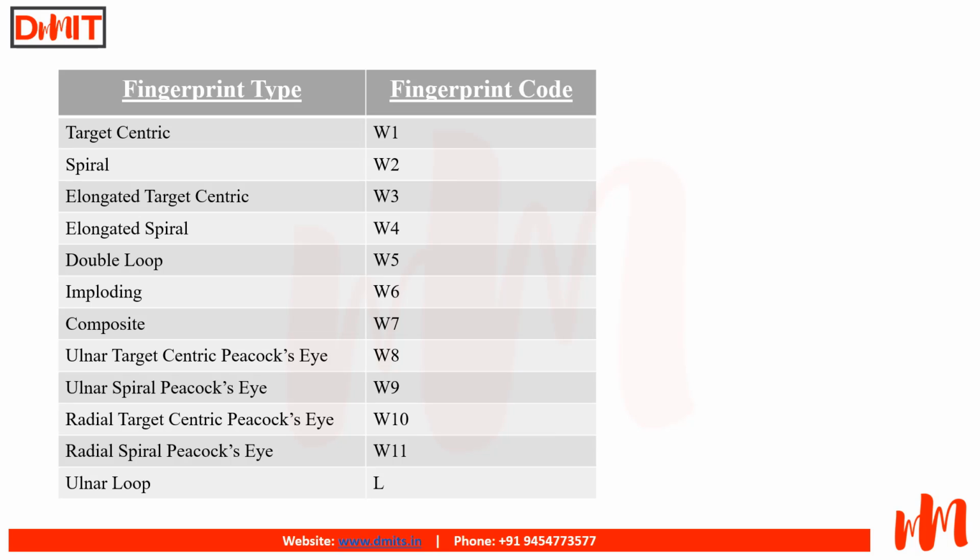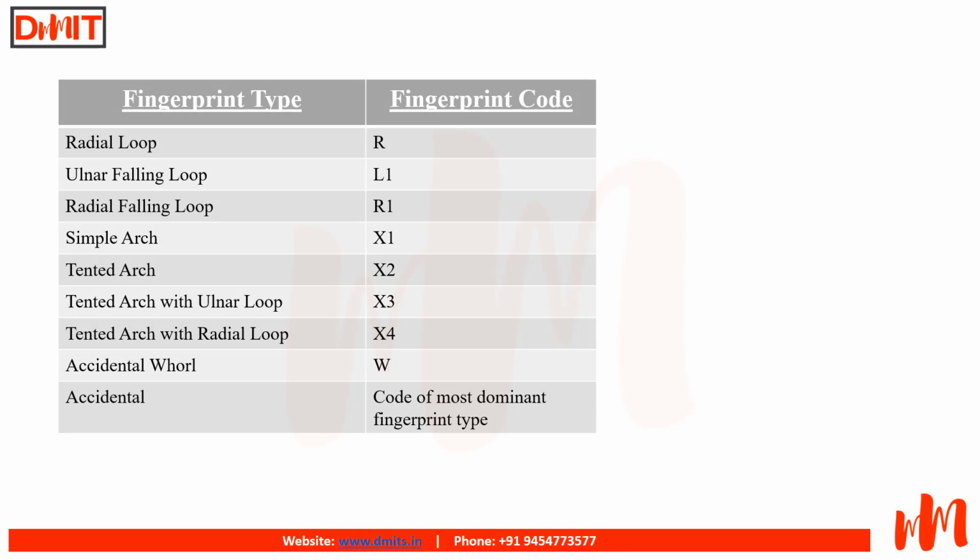ulnar loop L, radial loop R, ulnar falling loop L1, radial falling loop R1, simple arc X1, tented arc X2, tented arc with ulnar loop X3, tented arc with radial loop X4, accidental whorl W, and in case of accidental, the code to be allotted will be the code of the most dominant fingerprint type that is visible in the particular scan.